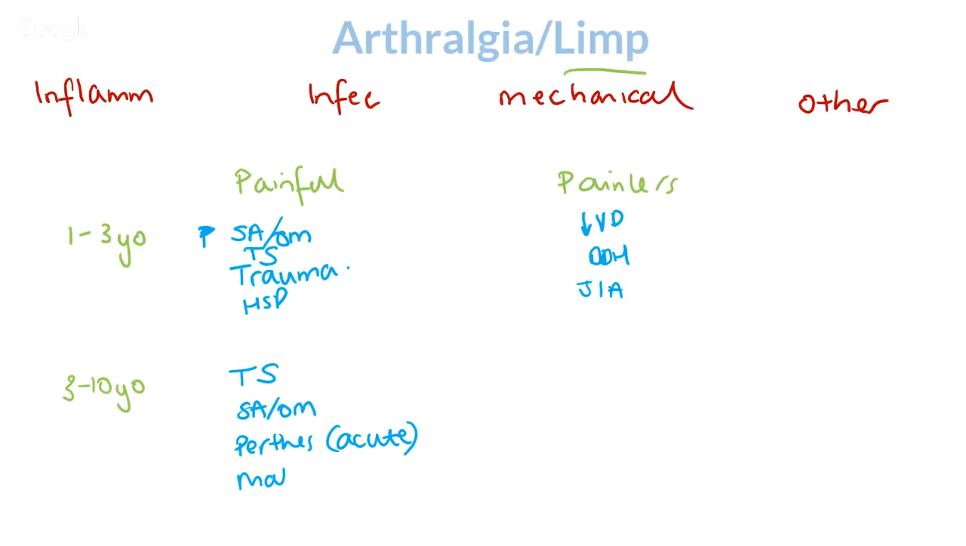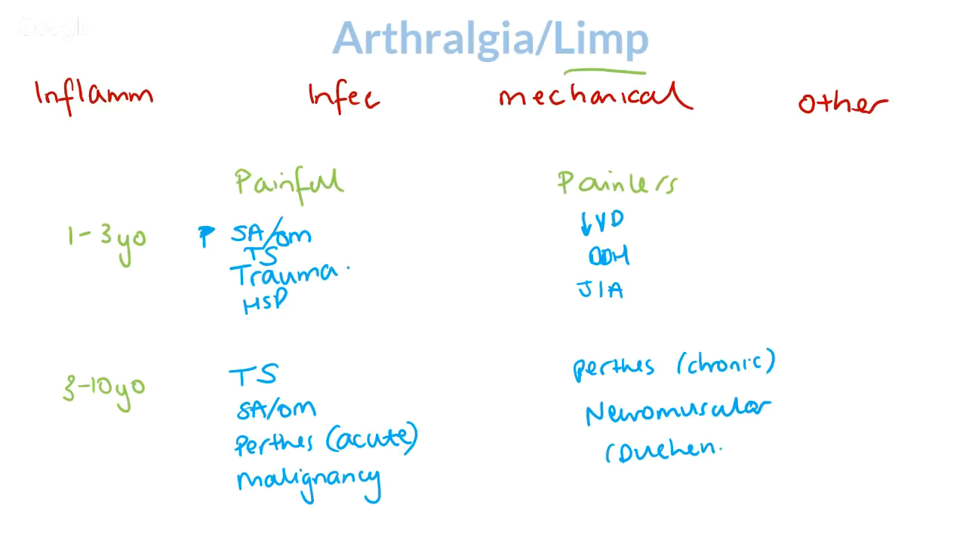Okay, and malignancy. So things like leukemia. You can never rule out other malignant disorders. Then if it's painless, Perthes again, but in this setting is chronic. And then neuromuscular. So what is an example of a neuromuscular condition that can cause a limp? Duchenne's. Okay. And JIA again. Remember, like I said, it can span across the whole age range.